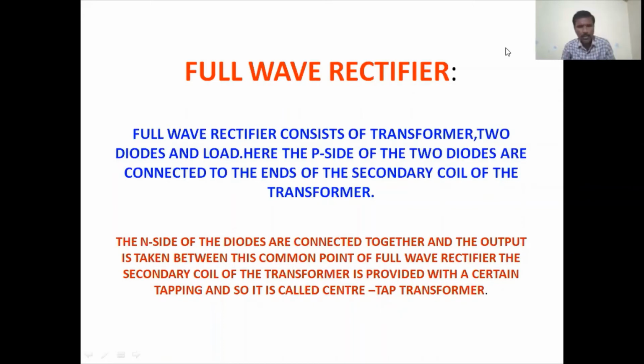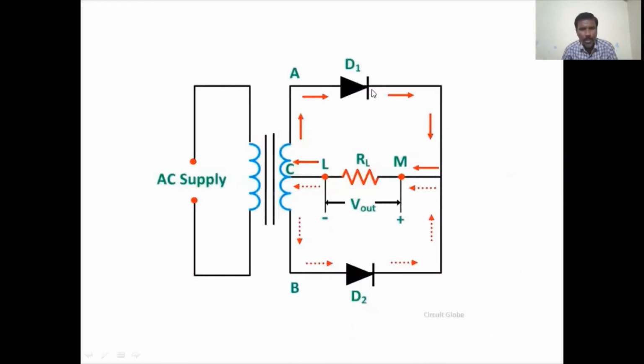That is, the negative sides of the diodes are connected together, and the output is taken between this common point of the full wave rectifier. The secondary coil of the transformer is provided with a certain tapping, and so it is called a center tap transformer. So this is the construction of the full wave rectifier.